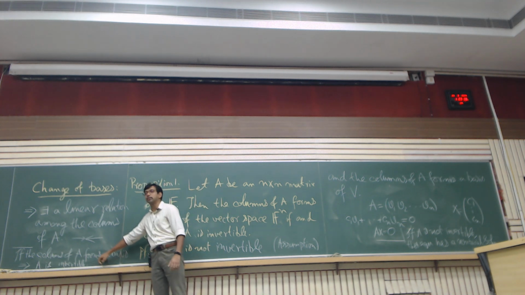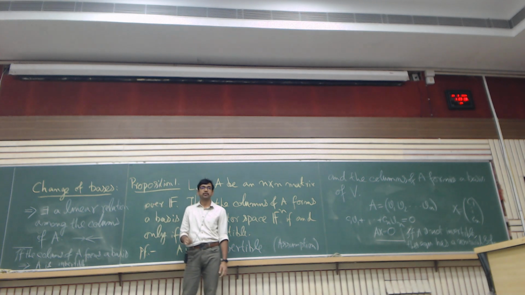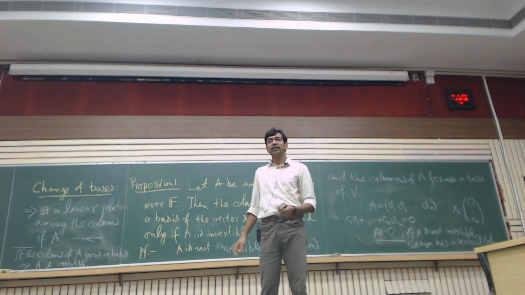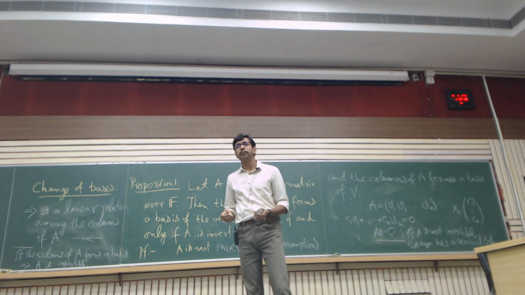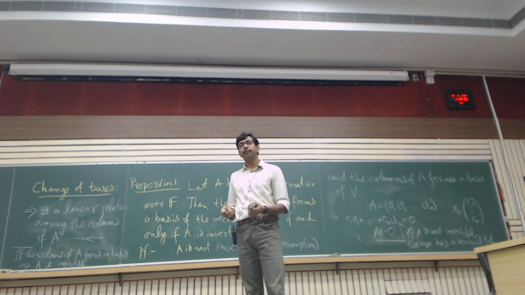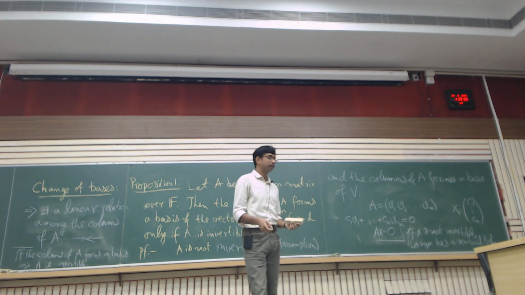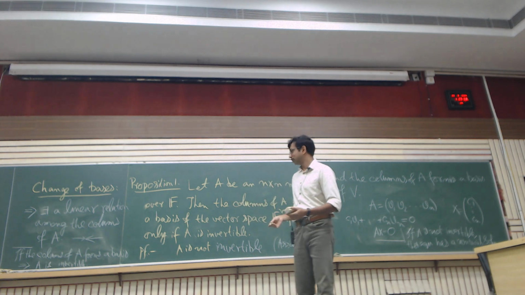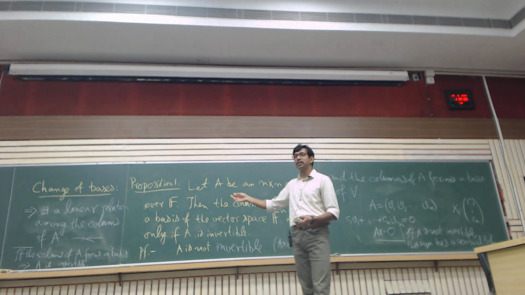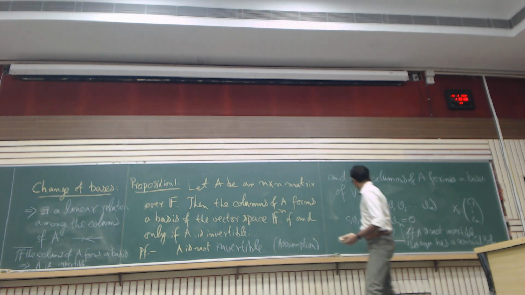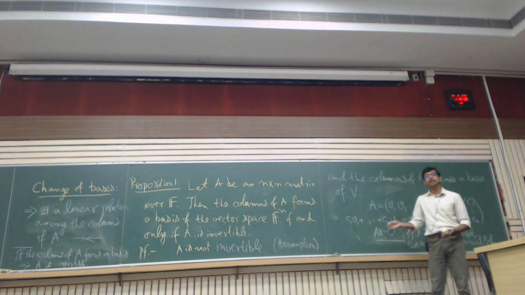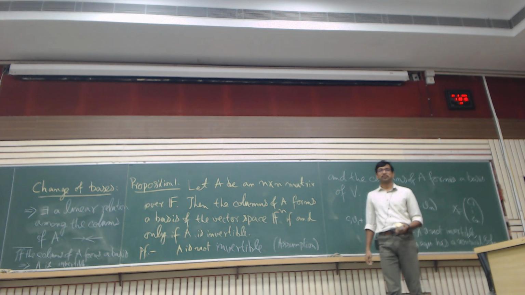Now assume that A is invertible. Why should the columns of it form a basis? If A is invertible, then Ax equals 0 will have only the trivial solution. Which means the column vectors are linearly independent. Wonderful. So the columns of A are linearly independent. How to prove that it spans?